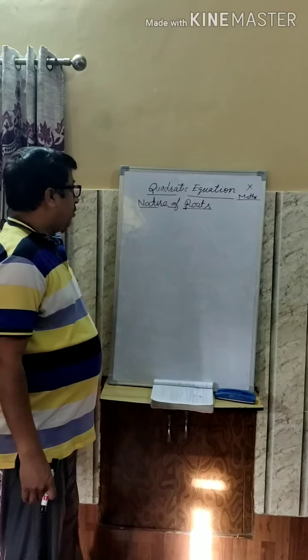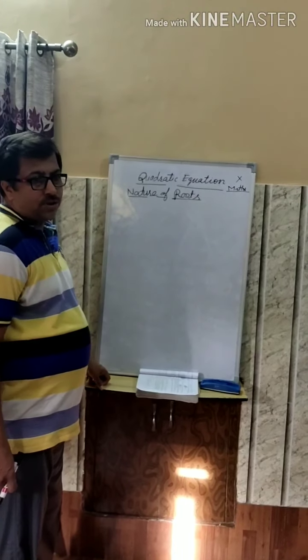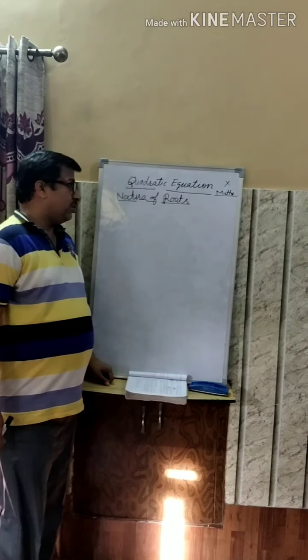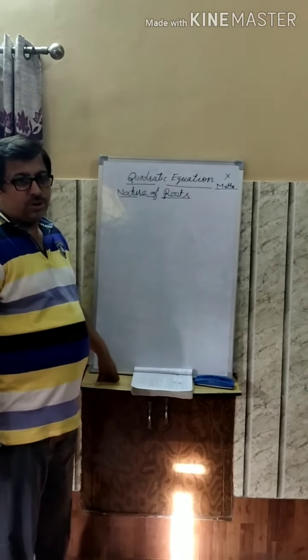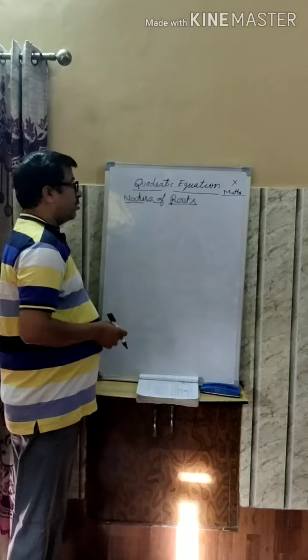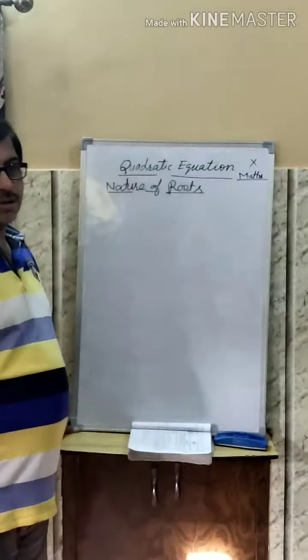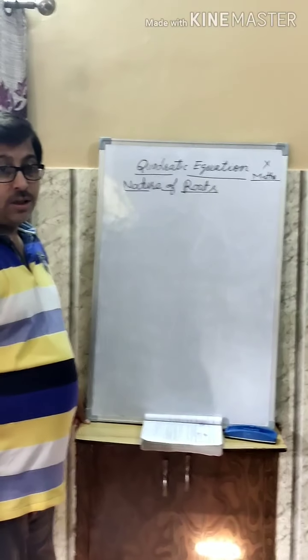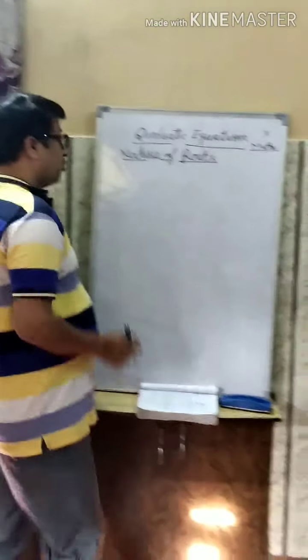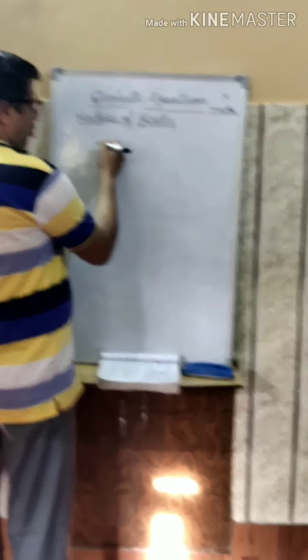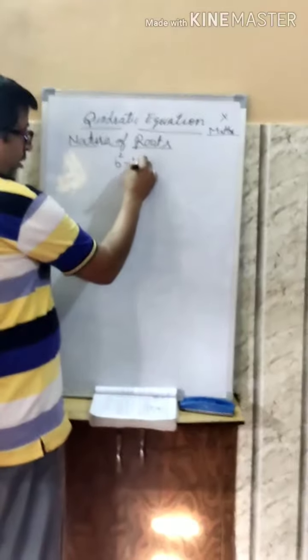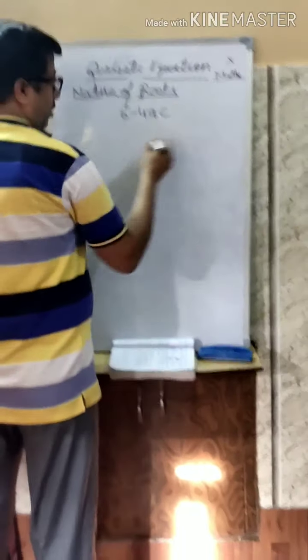Now we are taking quadratic equation, chapter 4. Today we will study the nature of roots. Without solving the quadratic equation up to the last step, we can find whether the roots are equal, distinct, or maybe there are no real roots. So first of all, you find out the relation between a, b, c.